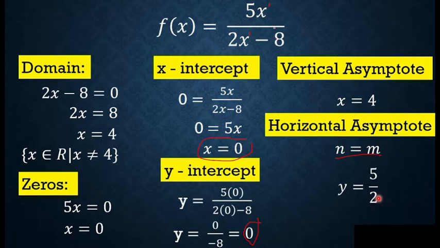So, 5 divided by 2. When it's like this, the leading coefficient is 5 over 2, so just divide. Copy n equals m. When the degrees are equal, then 5 divided by 2. 5 divided by 2, we have 2.5. Our horizontal asymptote equals 2.5. Okay?